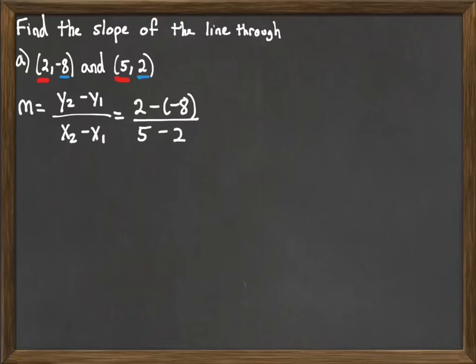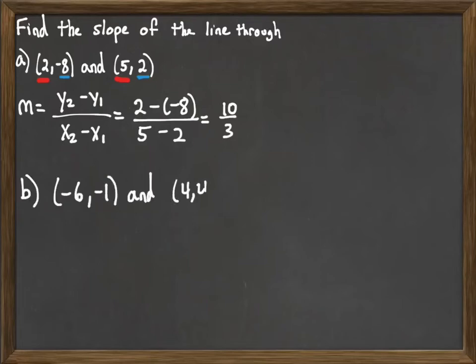And then we just go through and we simplify. So in the numerator, we would do 2 minus a -8, which would be 2 plus 8, which would become 10. And then in the bottom, 5 minus 2, which is 3. And then if possible, we would simplify that fraction. But in this case, there really is nothing to simplify. So that's our answer, 10/3. Very often we're going to find our slope to be a fraction like this.